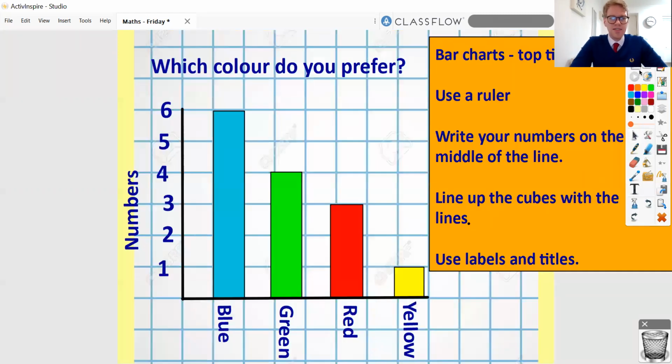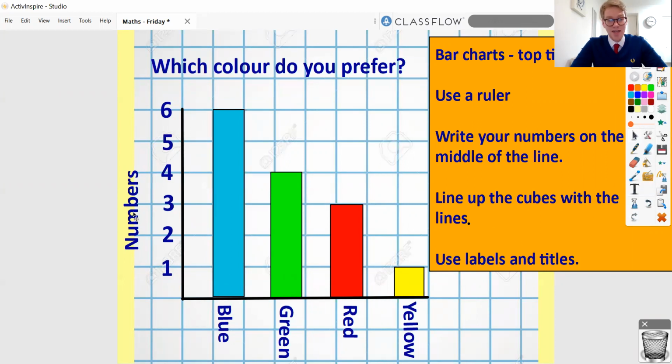I would definitely love to see some bar charts. We've worked on these earlier in the week. Now, the ones that we drew earlier in the week were predominantly going up in ones. So we had 1, 2, 3, 4, 5, and so on. Now, we came up with some good top tips. We said we're definitely going to use a ruler. We're going to write our numbers on the line and not in the middle of the square. Line up the squares with the right line on your bar.